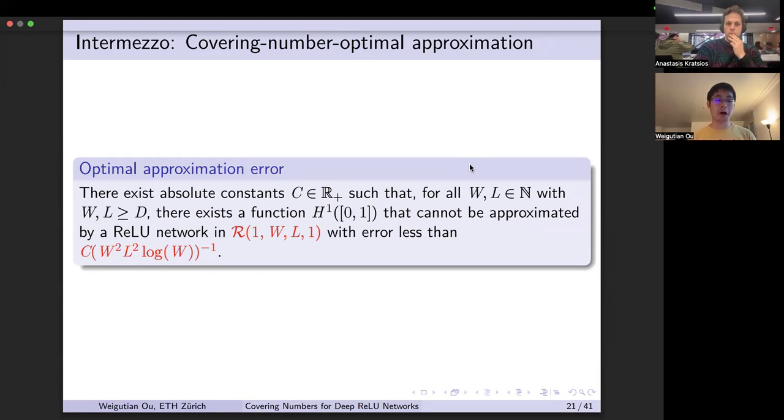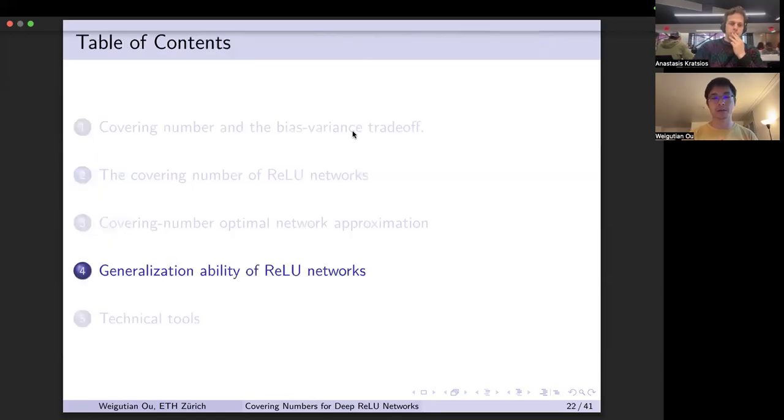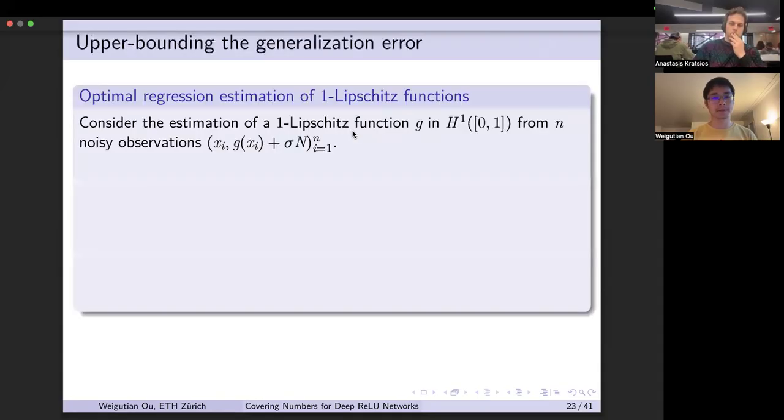So now we know all our two ingredients are optimal and couldn't be improved, so we can put them together to get the generalization error bounds for use in regression. Okay, let's consider the regression estimation of one-Lipschitz functions and noisy observations.